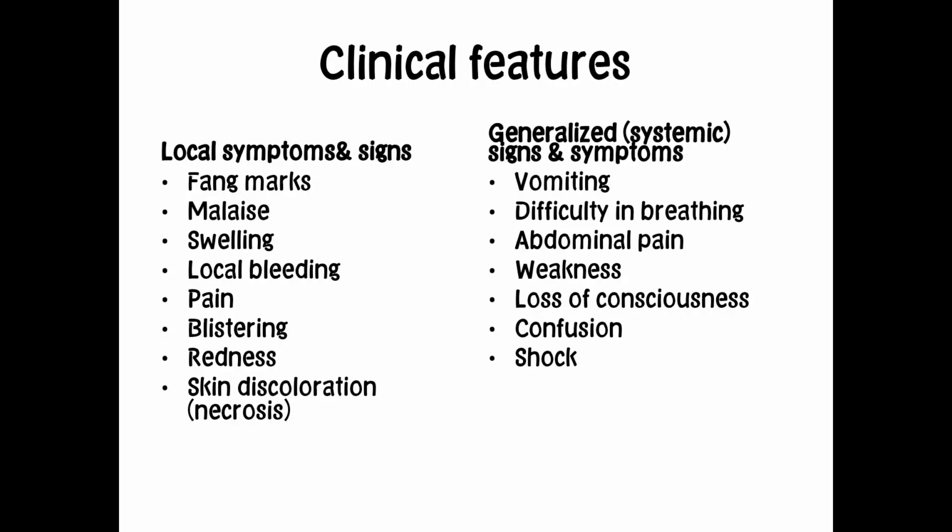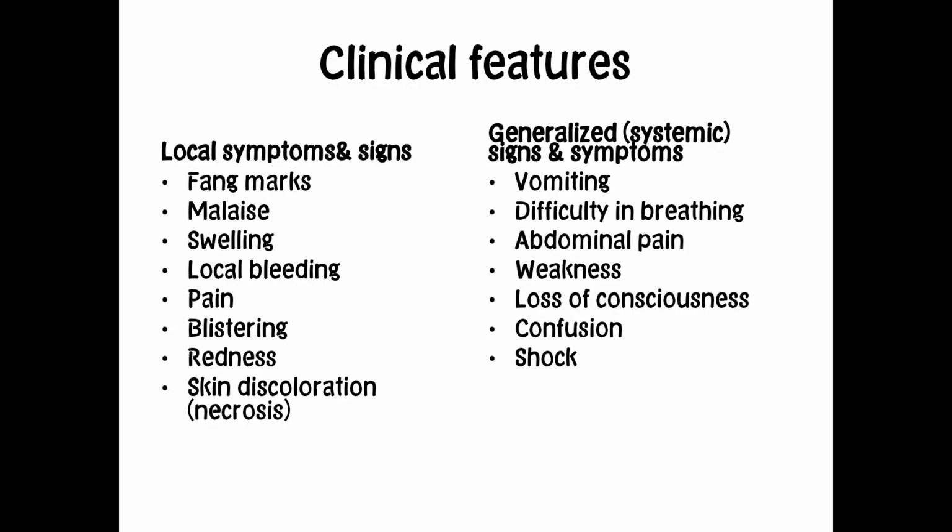Clinically, a patient who has been bitten by a snake, as we have discussed, presents with both local effects and systemic features. Local features are mostly caused by the non-venomous snakes, the features of inflammation and ulcerations, while the systemic effects and local symptoms are caused by the poisonous or the venomous snakes.